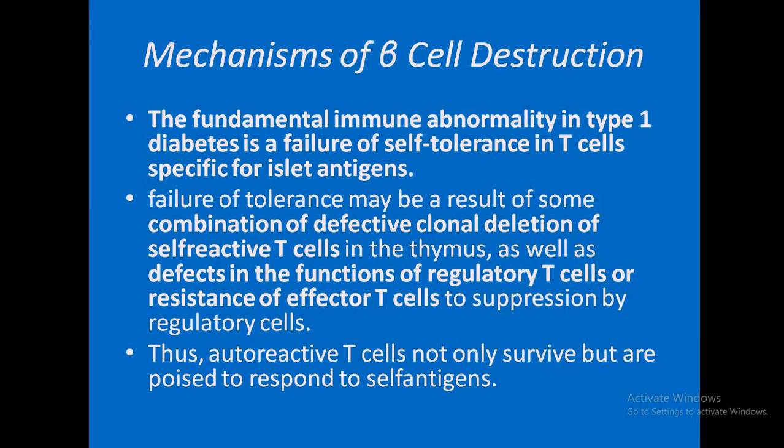How is the beta cell destroyed in type 1 diabetes? The fundamental immune abnormality is a failure of self-tolerance in T cells specific for islet antigens. And this failure of tolerance may be due to a combination of defective clonal selection of self-reactive T cells in the thymus, and also due to defects in the function of regulatory T cells or resistance of effector T cells. In short, autoreactive T cells not only survive but are poised to respond to self-antigens.